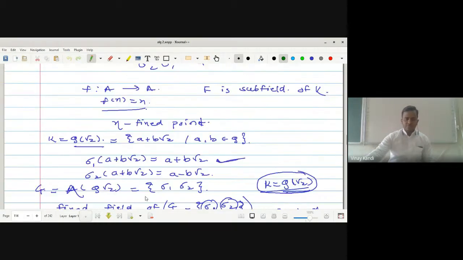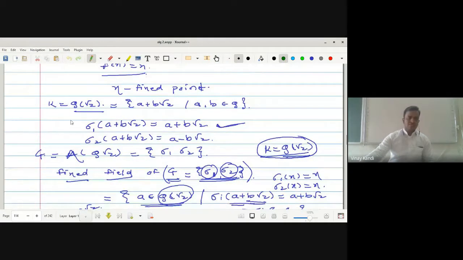Okay, look at this example. If K is equal to Q(root 2), with elements a plus b root 2, where a and b belong to Q. What are the two automorphisms on that field Q(root 2)? Sigma 1 of a plus b root 2 is equal to a plus b root 2, which is the identity map, and sigma 2 of a plus b root 2 is equal to a minus b root 2. These are the two mappings which are automorphisms on that field.